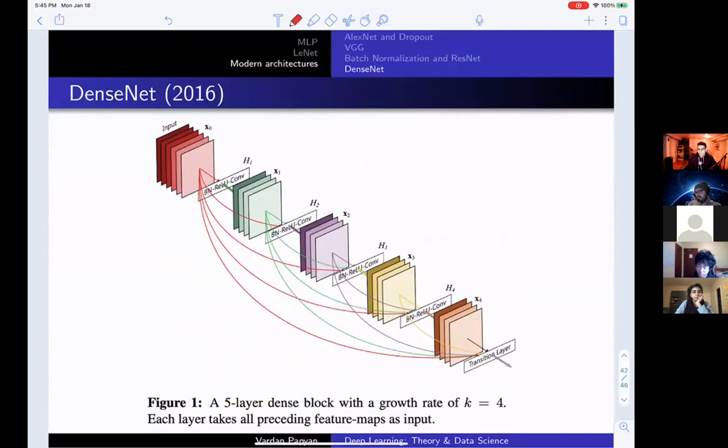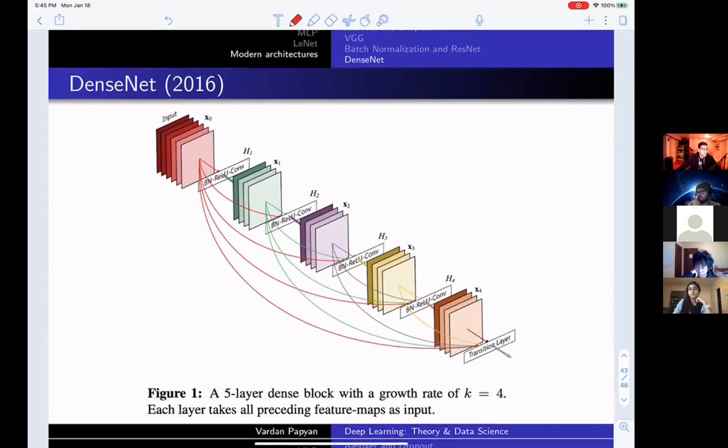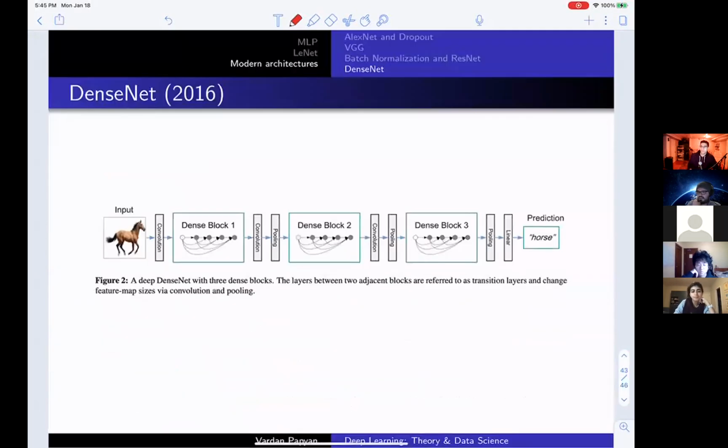So here you can see a zoom in on the DenseNet block. And essentially the only thing to understand here is that you have many skip connections. And this is how the architecture looks. So basically you have this DenseNet block, then you have another DenseNet block, you have another DenseNet block, and in between you have pooling layers, pooling, and that's it. Oh, I guess the last thing is a fully connected layer.